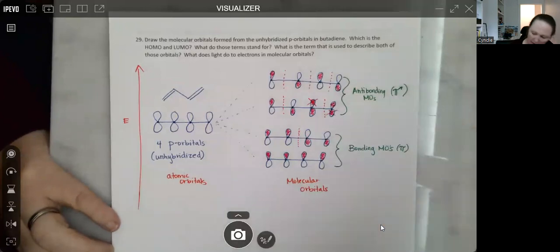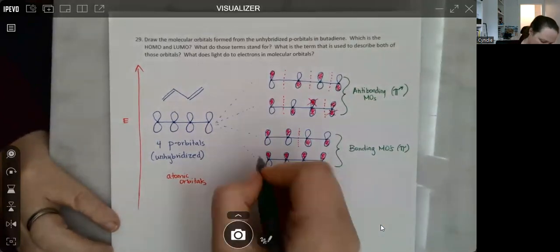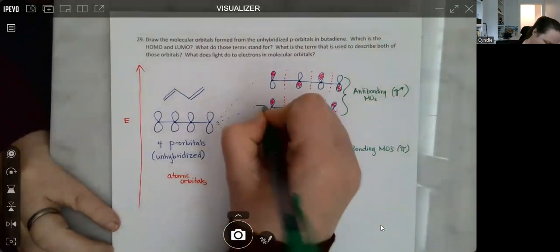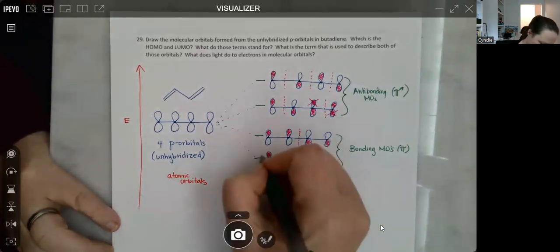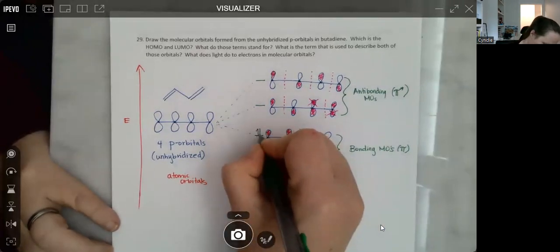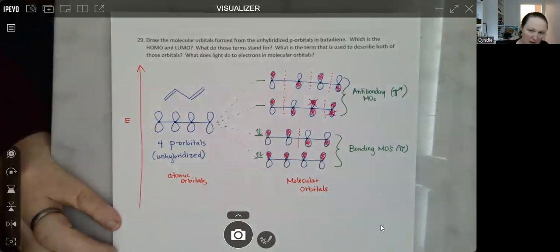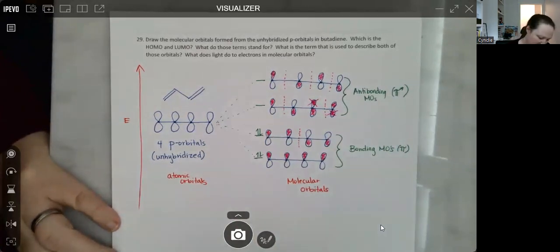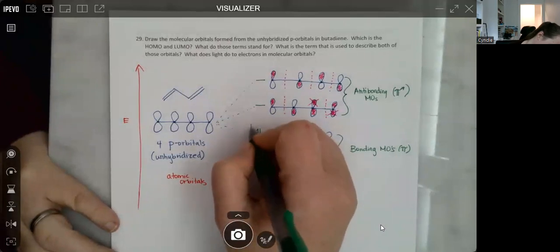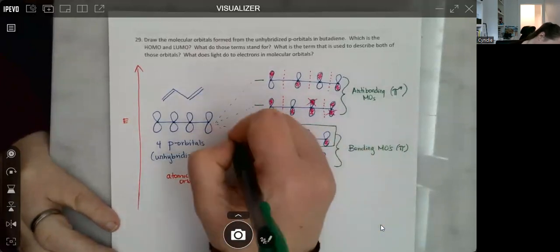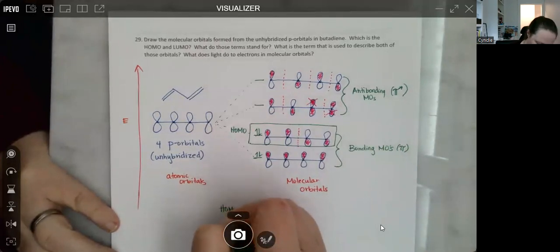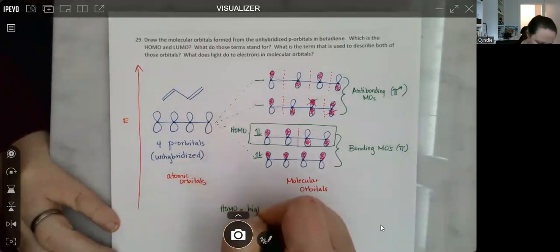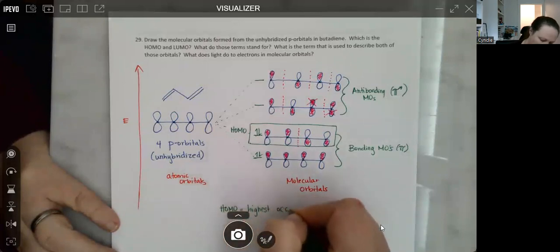Okay. We're going to draw in the energy levels here. And since there's 4 electrons, right? These 2 are filled. So it wants to know what's the HOMO and what's the LUMO. So this one is the HOMO. And it stands for highest occupied molecular orbital.